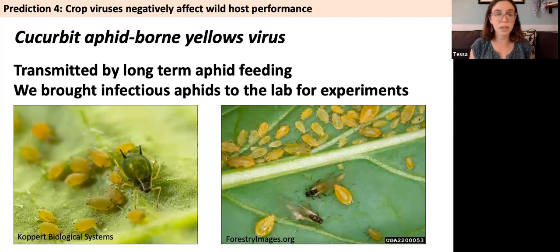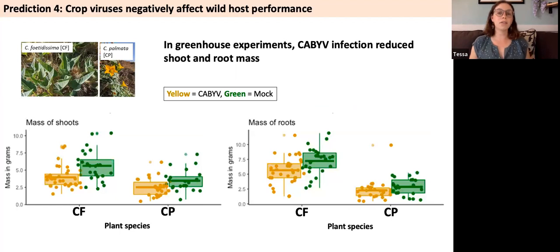This virus is transmitted by long-term aphid feeding. We are able to take advantage of that by bringing infectious aphids from the field back to the lab for experiments. So we grew seedlings of the two squash plants and infected them experimentally with CABYV, or we used clean aphids to treat them as a mock or control treatment, so that we're not just testing for the effect of aphids. We found that in our greenhouse experiments, CABYV infection reduced shoot and root mass.